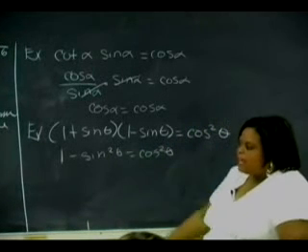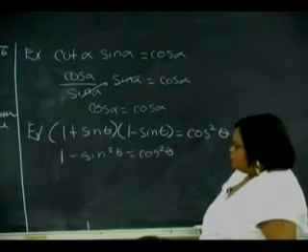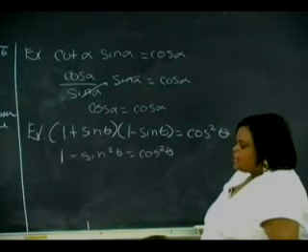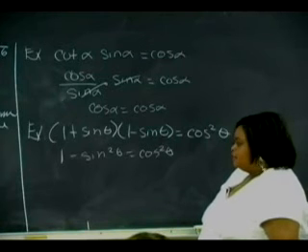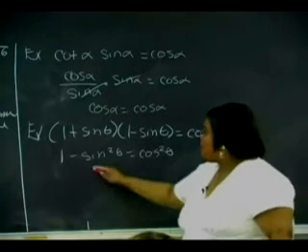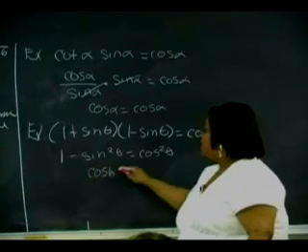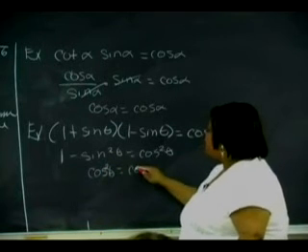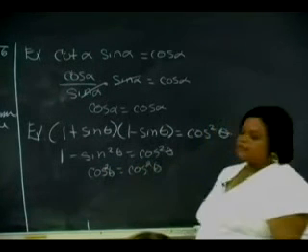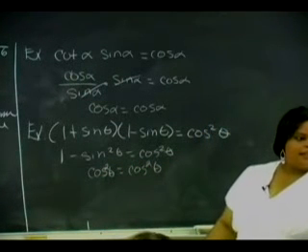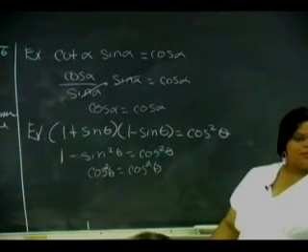Well, looking at that Pythagorean identity, what is cosine squared theta? It is 1 minus sine squared theta. This comes from the Pythagorean identity, okay?